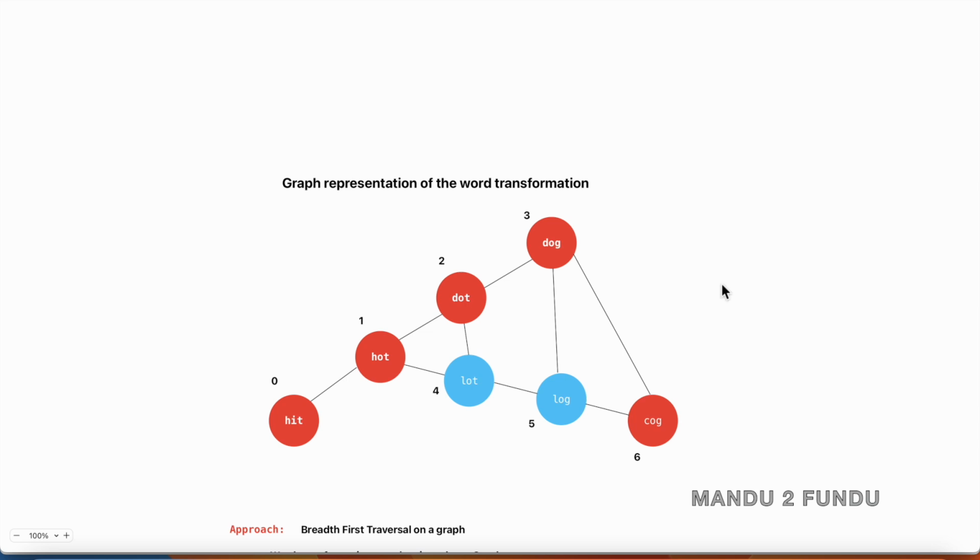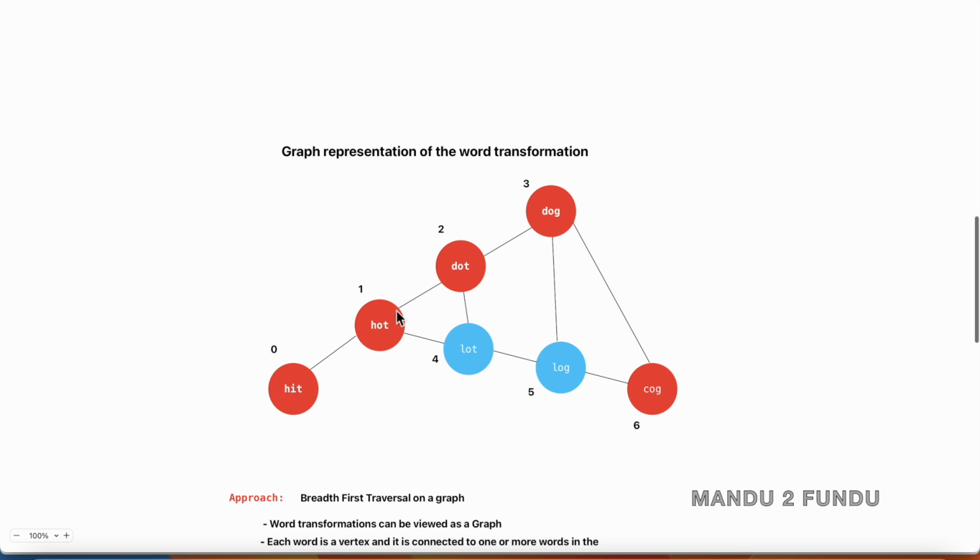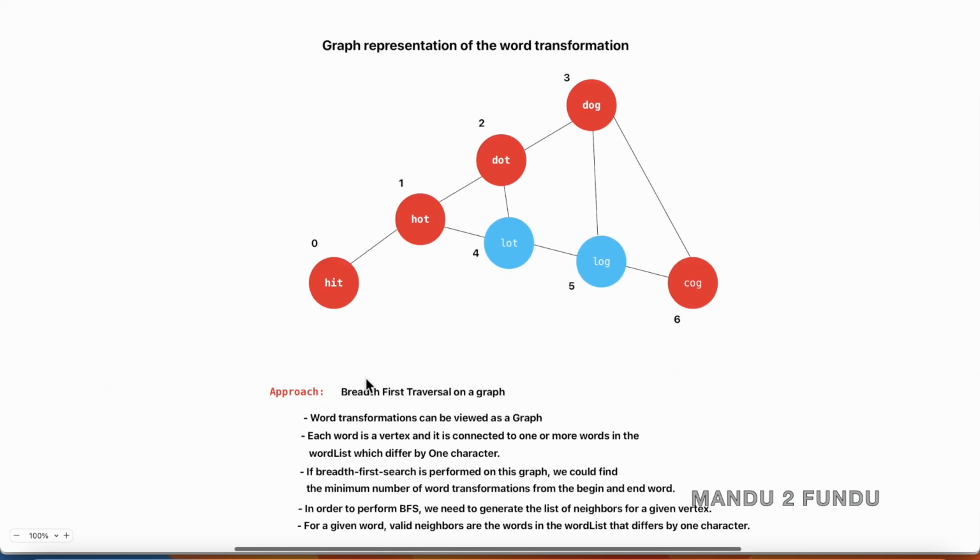Okay, we have to find the minimum number of transformations, that means the shortest path from one word to the other, right? So in this case we can do a breadth first traversal on this graph. That gives the shortest path from the starting node to the ending node. In this case the path will be hit, hot, dot, dog, cog. So the approach is to do the breadth first traversal on this graph. Okay, so that's what I have listed here.